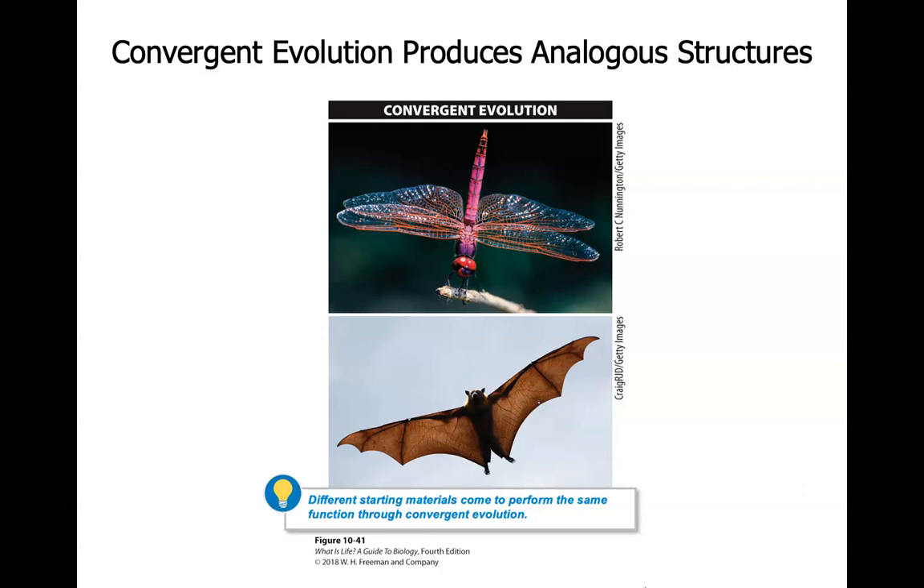Now, that flap of skin is not there because of a common ancestor. We saw that they were marsupials versus placental mammals. So no recent common ancestor.